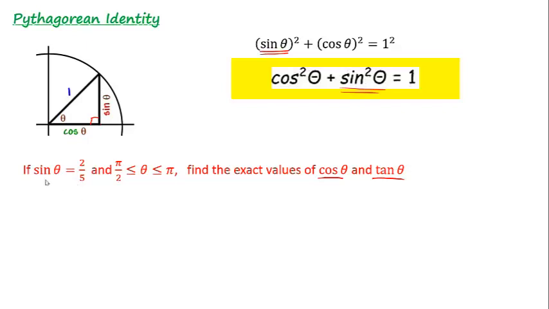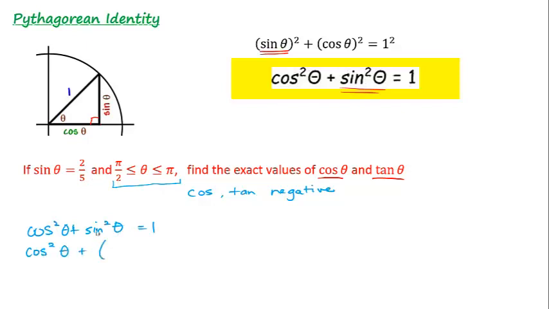Well, let's think a little bit about what this question is saying. First of all, we know that theta is between pi over 2 and pi, which means that it's in the second quadrant. So that means cos and tan are both negative in this quadrant, so I know my answers must be negative. Now, using my identity, I know that cos squared theta plus sine squared theta is equal to 1. I know that sine of theta is equal to 2/5, so I can substitute that into the equation. So I've got cos squared theta plus 2/5 squared is equal to 1.